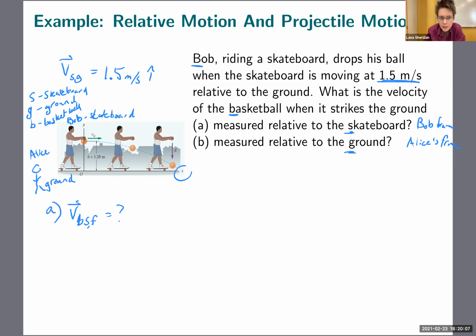If you get it, just put it in the chat privately to me. Remember, relative to the skateboard, it's falling straight down. And sorry, do assume this 1.25 meters. It's only in the picture. The height it is dropped from is 1.25 meters. That's essential. You have to assume that.